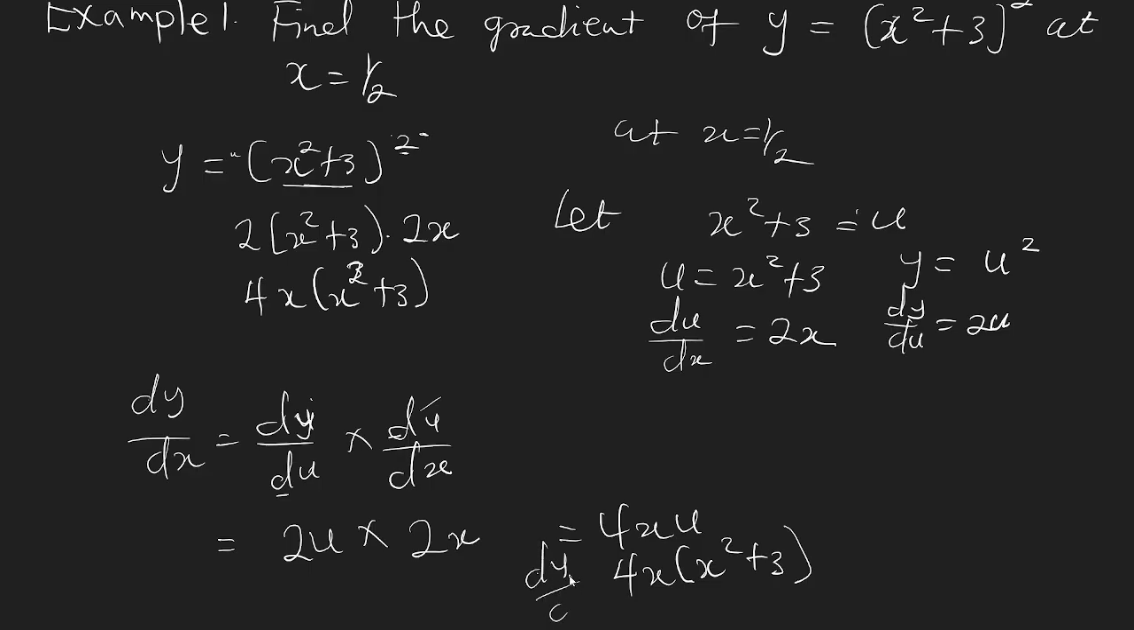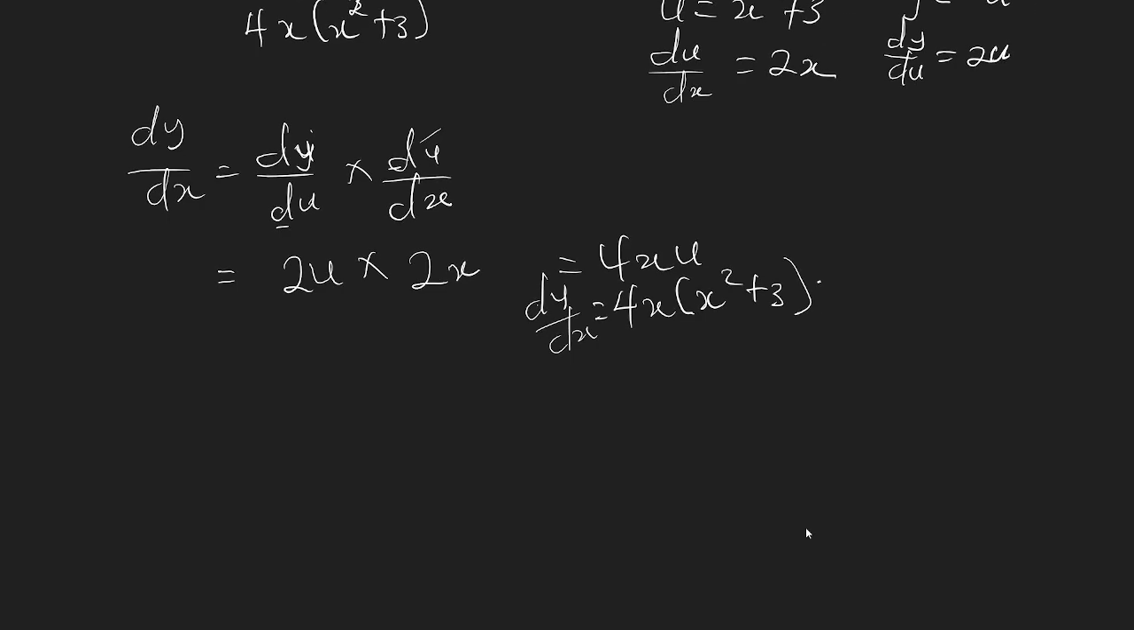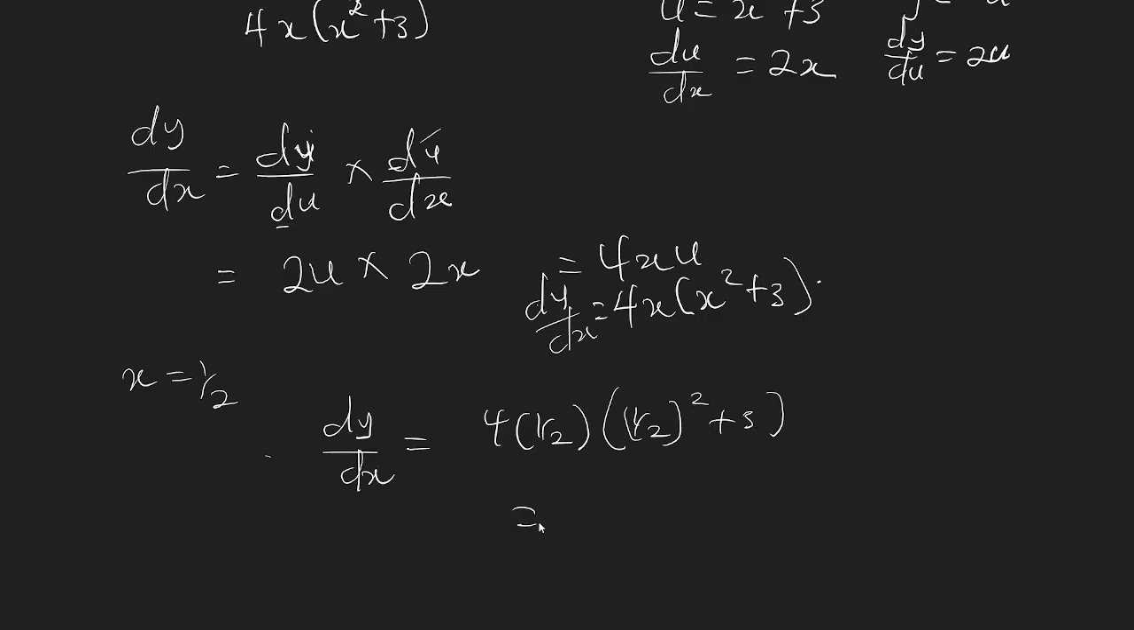So dy/dx is equal to this. We can decide to expand this, or we substitute the value straight into it. Now we are saying that at x equal to 1/2, our gradient will be equal to 4 times 1/2 bracket half squared plus 3, and the result will be 13/2, which is 6.5.